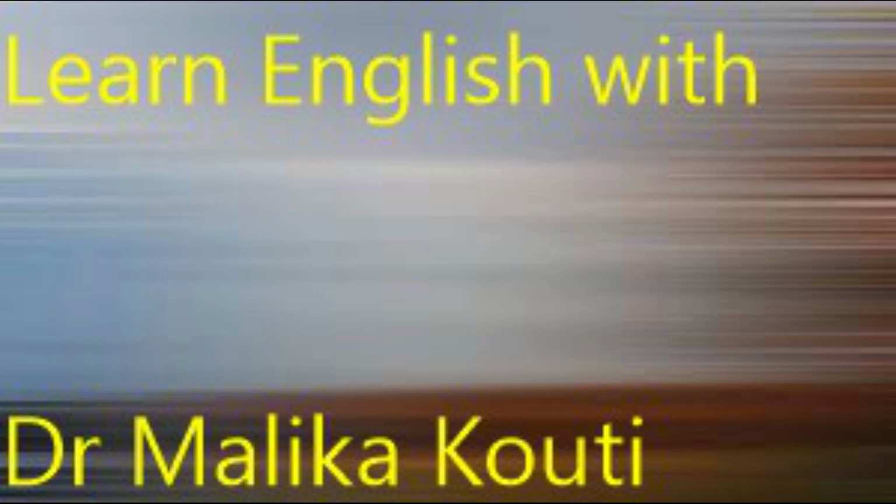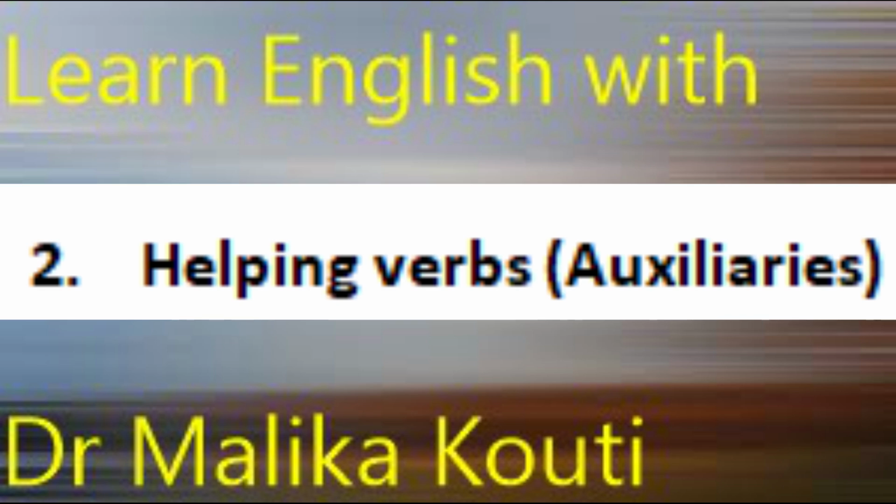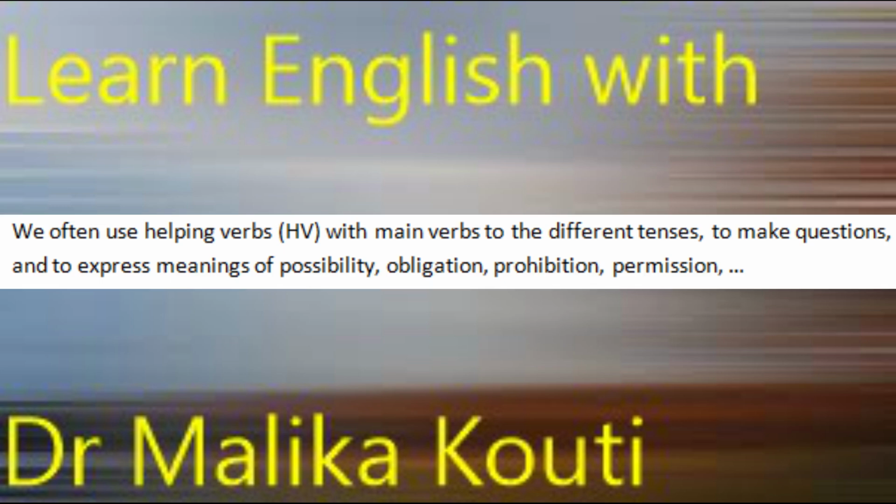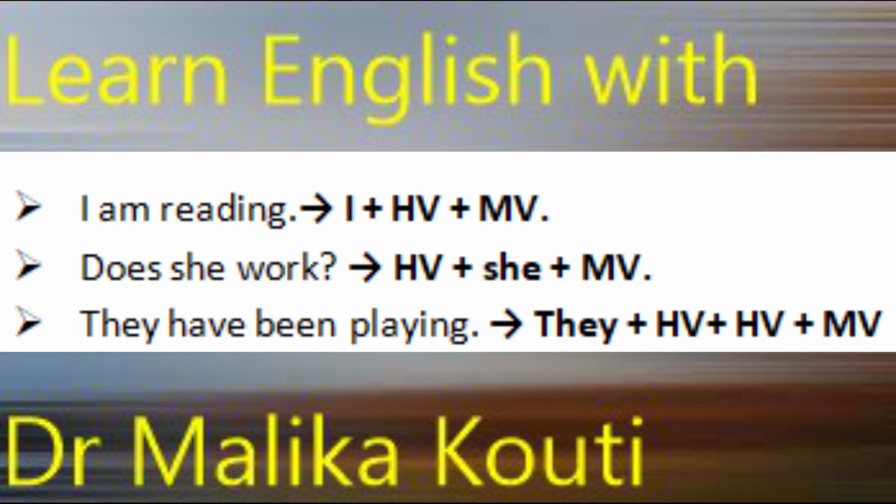Good. Now we move to helping verbs or auxiliaries. We often use helping verbs with main verbs to form different tenses, to make questions, and to express meanings of possibility, obligation, prohibition, permission, etc. Examples: I am reading. In this sentence, I have the subject I plus the helping verb am plus the main verb reading.